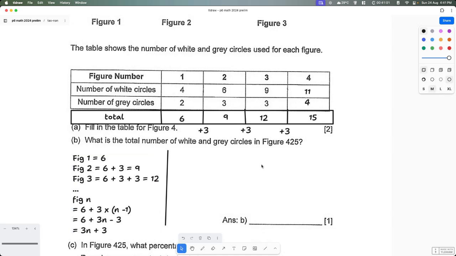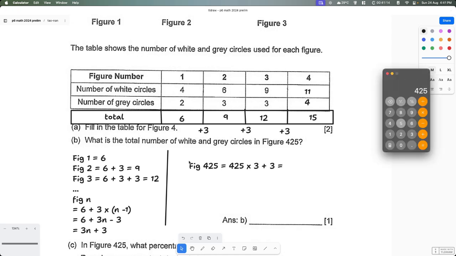Now figure 425 is equal to 425 times 3 plus 3. Let's use the calculator. 425 times 3 plus 3, 1278.